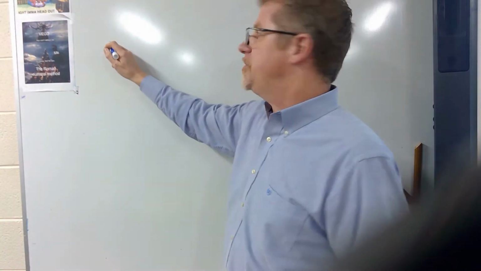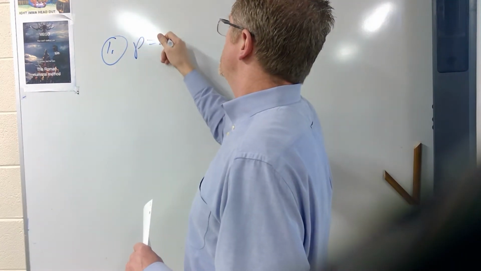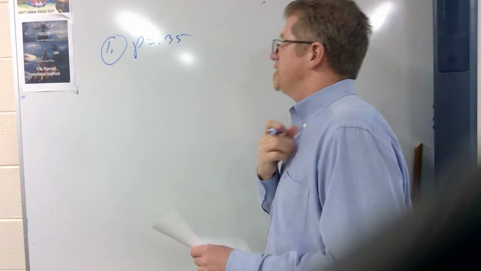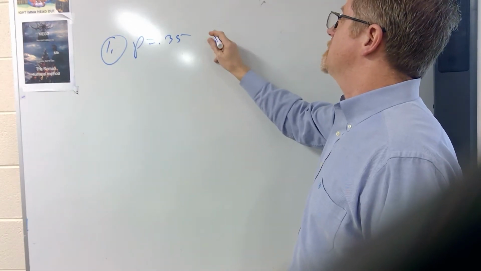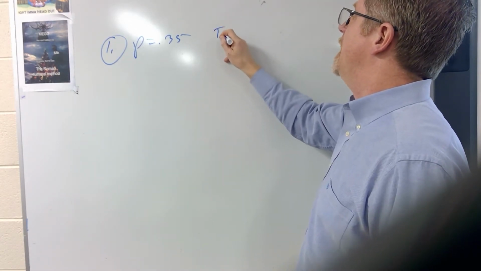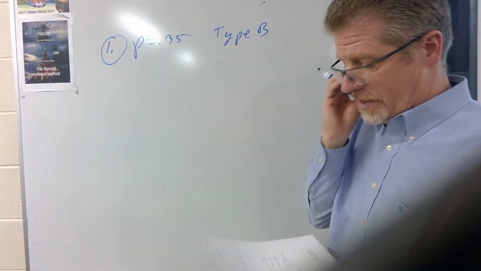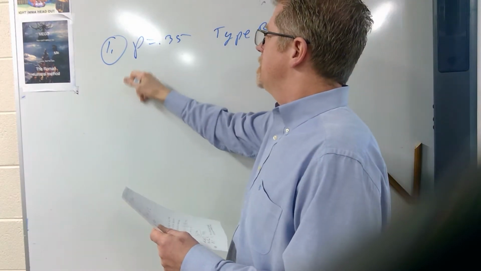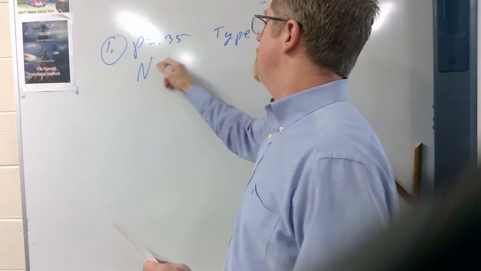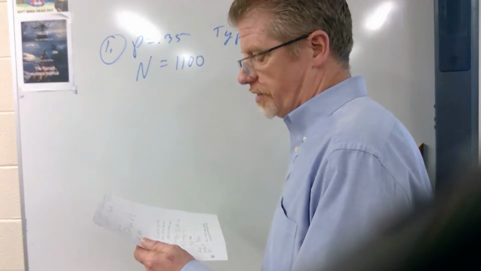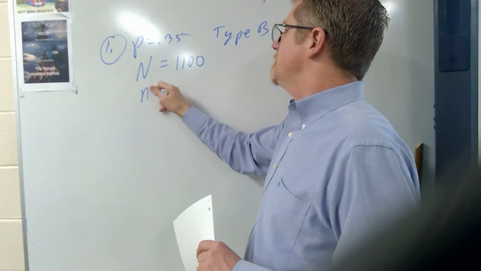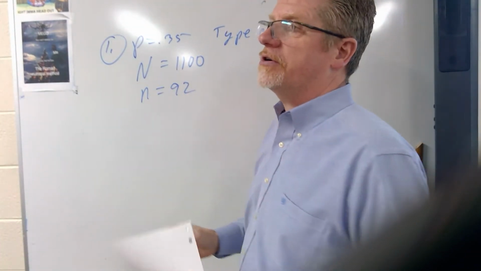Here's our first review problem, in which the true proportion P is 0.35. Suppose that 35% of students at a particular academy have type B blood, and suppose that the population size, capital N, is 1,100. So there are 1,100 students. We're going to select 92 students for our sample.